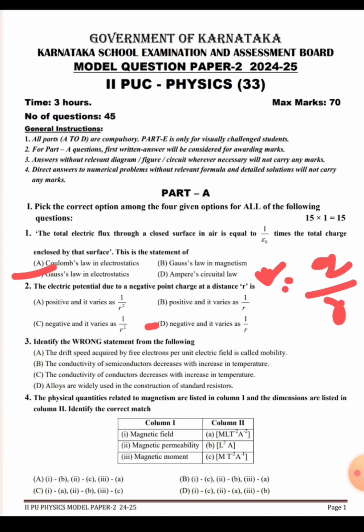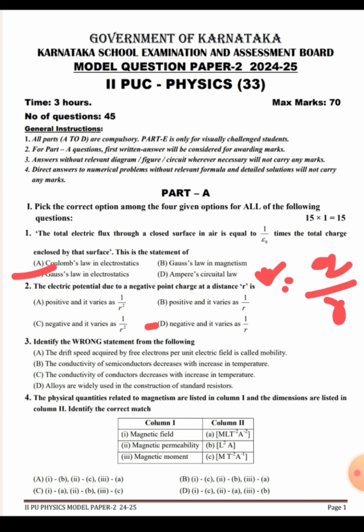Identify the wrong statement from the following. So we need to identify which statement is wrong. The first statement: the drift speed acquired by free electrons per unit electric field is called mobility. Yes, that is a correct statement. Mobility can be written as Vd by E. So therefore it is correct.